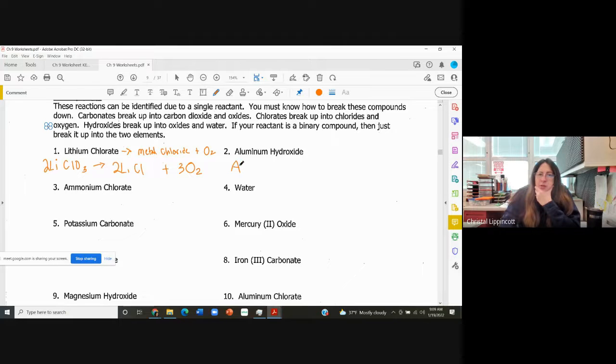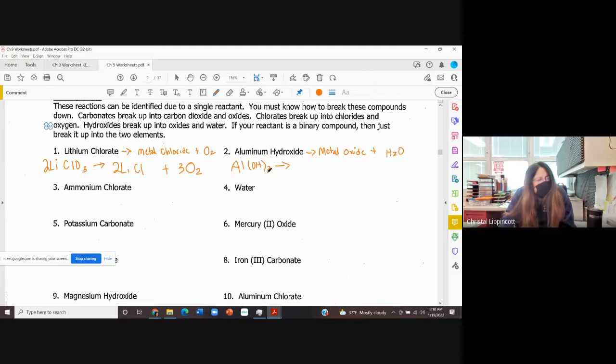So aluminum hydroxide should be Al(OH)3. Did you get that formula written correctly? Now we've got to figure out what this is going to make. So if we look at our reaction type sheet for decomposition, which option is that? A through F, which option? E. Okay. And that tells us that we're going to make a metal oxide and what else? H2O, water. Okay. All right.